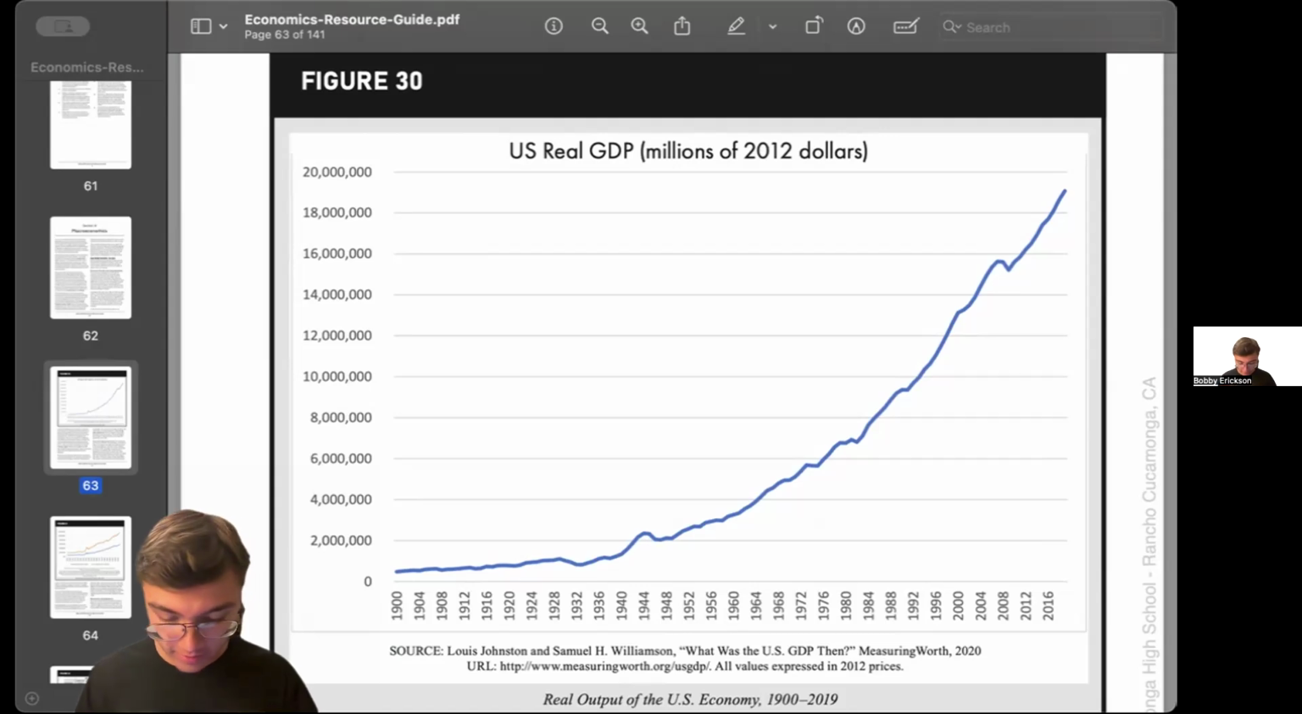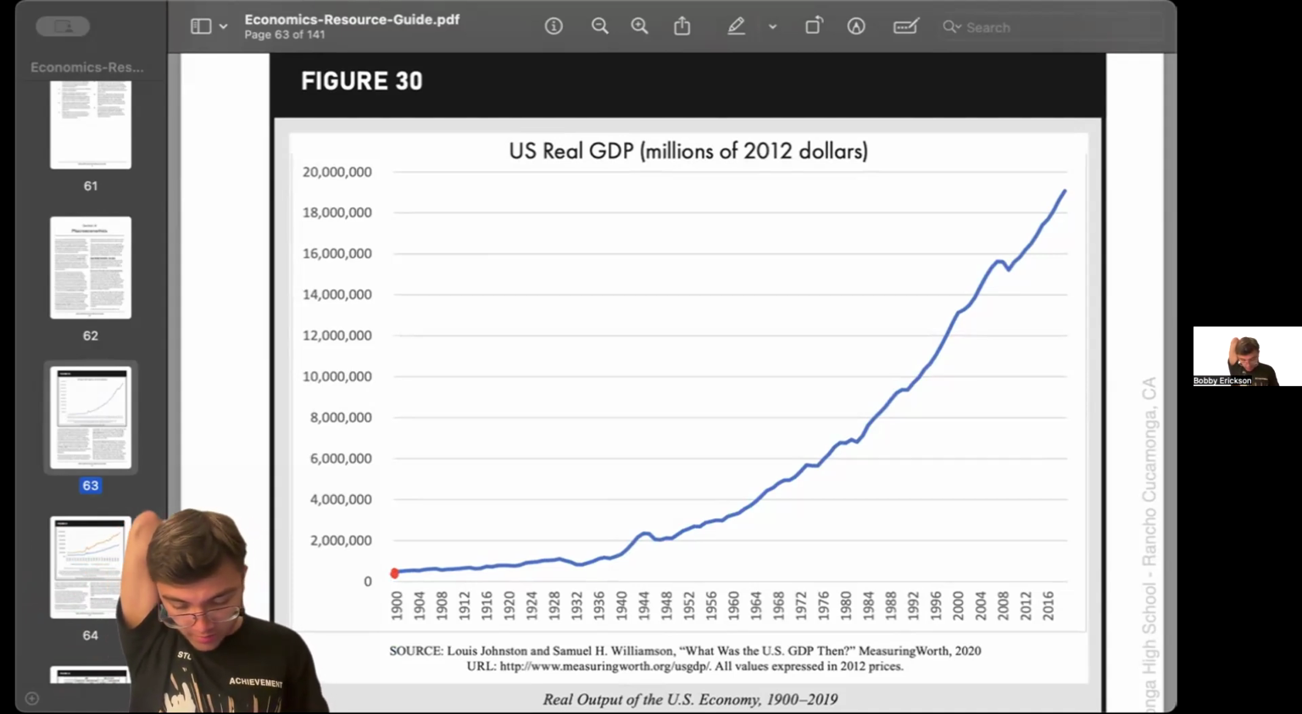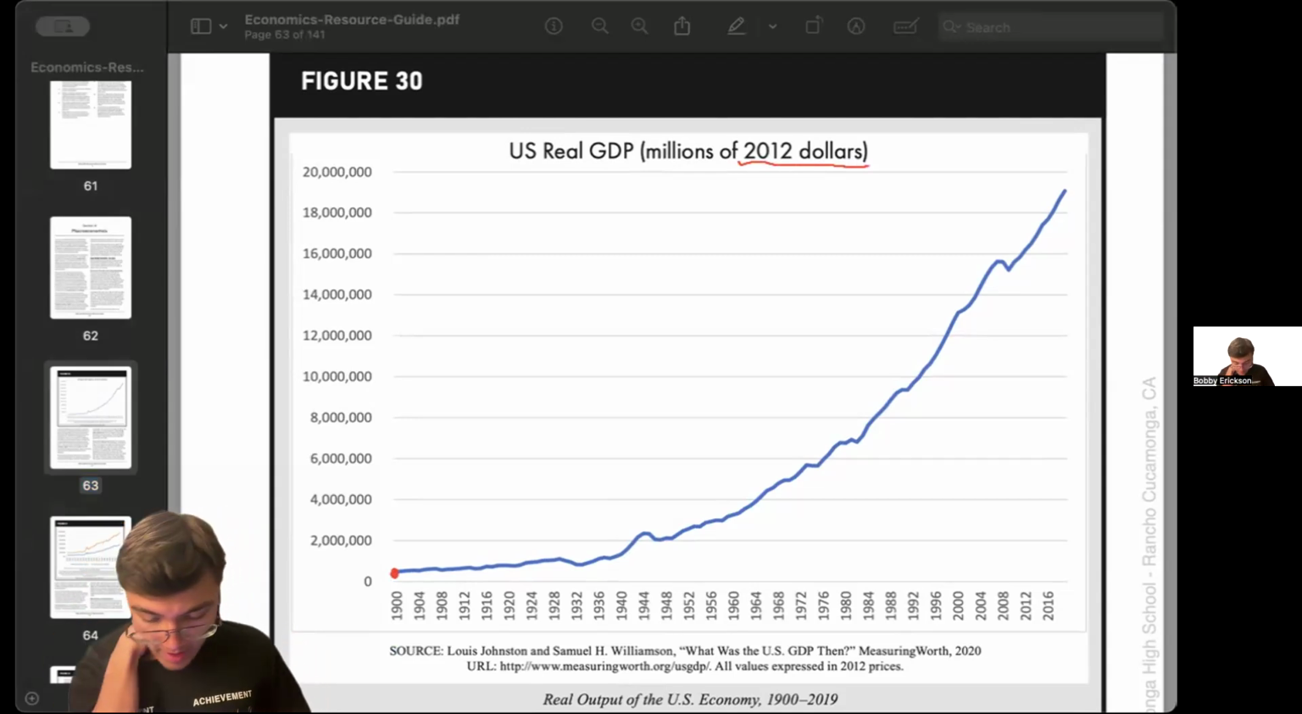So that's real GDP: it's adjusted so that we're seeing a number of actual growth and not just inflation happening. We can see in figure 30 here that the US real GDP has gone from right here, which is probably right around, I want to say, 500,000 millions of 2012 dollars specifically. So remember, this is adjusted for inflation so that inflation doesn't play a factor here. And we've grown up to almost 20 million US real GDP. So that's a very, very large increase.